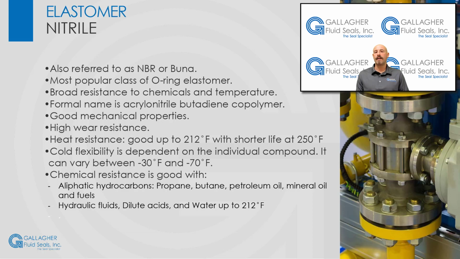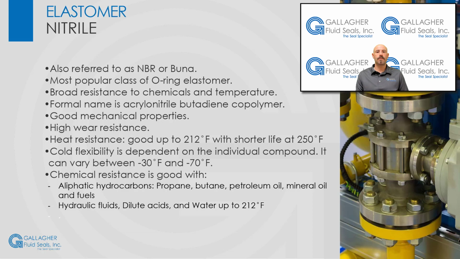Also referred to as NBR or buna, this is the most popular class of O-ring elastomers and has broad resistance to chemicals and temperature. Nitrile rubber is the general term for acrylonitrile butadiene copolymer. The higher the acrylonitrile content, the better the resistance to oil and fuel. NBR has good mechanical properties when compared with other elastomers and high wear resistance. NBR is not resistant to weathering and ozone.